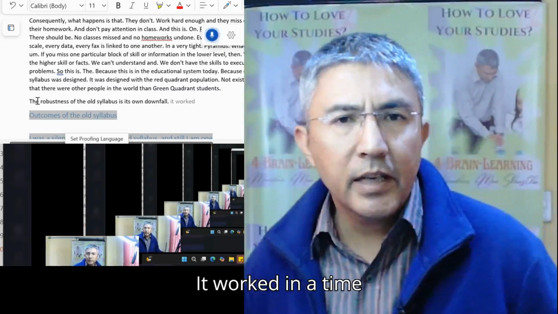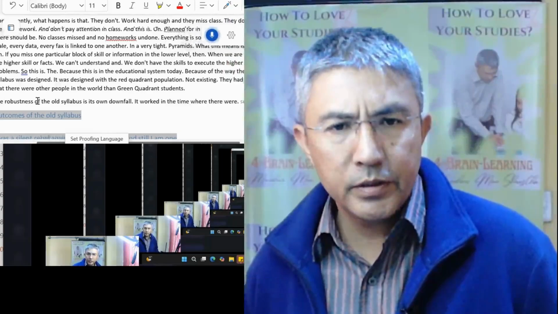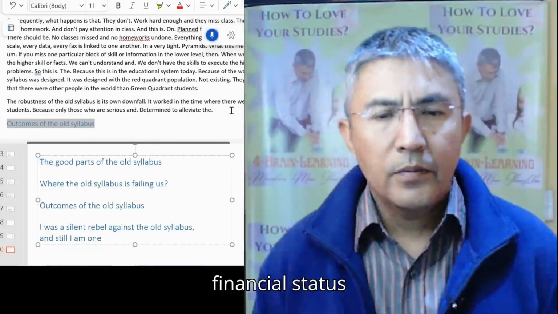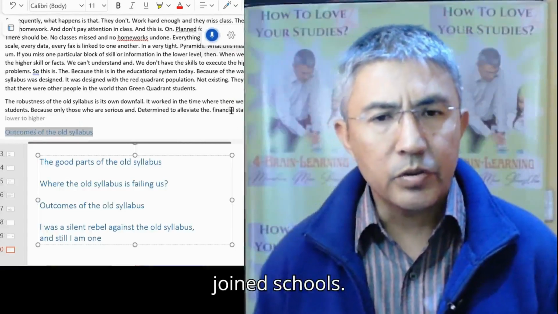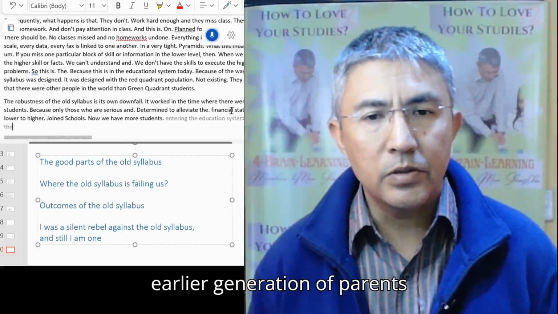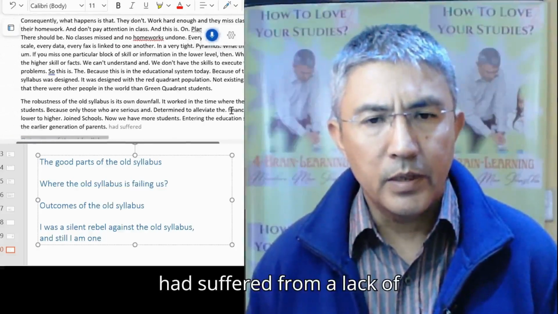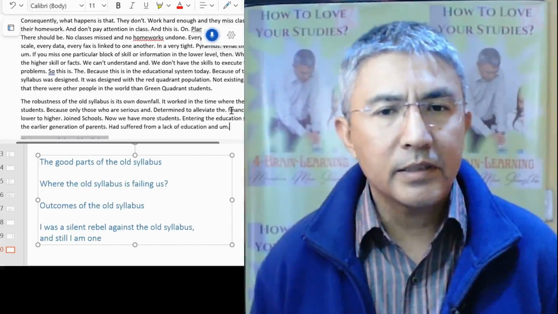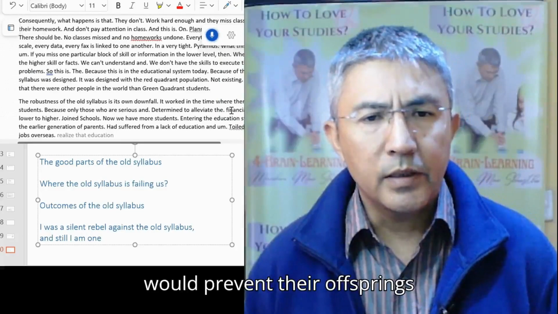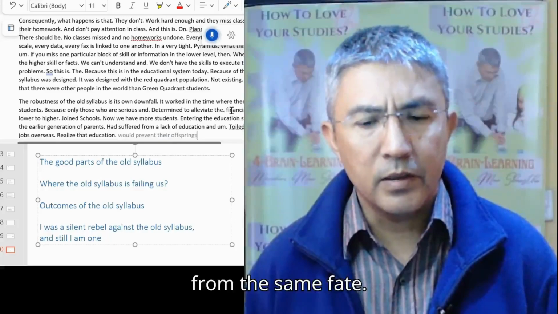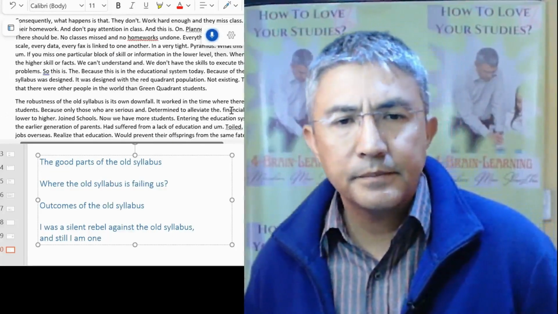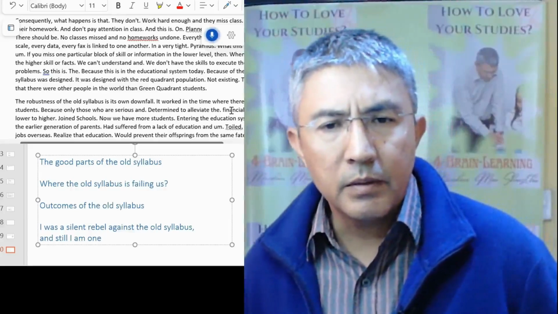It worked in a time when there were fewer students, because only those who were serious and determined to improve their financial status from lower to higher joined schools. Now we have more students entering the education system because the earlier generation of parents, who had suffered from a lack of education and toiled in blue collar jobs overseas, realized that education would prevent their offspring from the same fate. However, their children were not able to understand how education would make them rich.